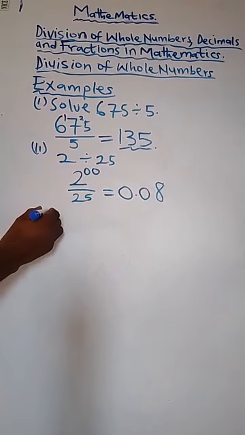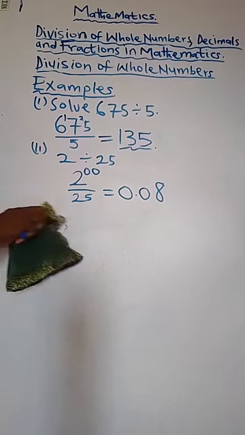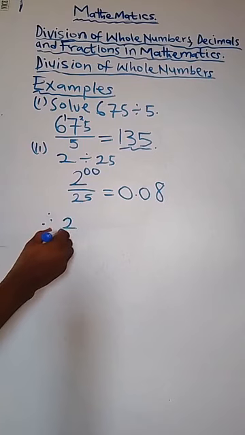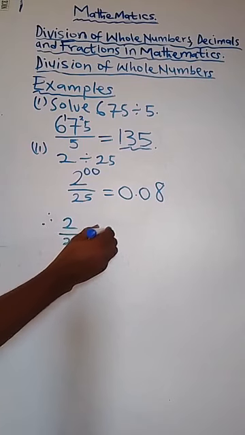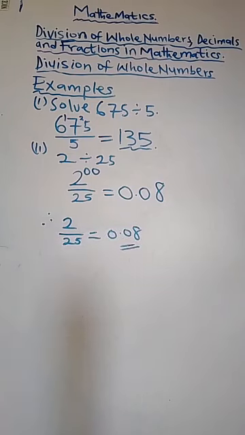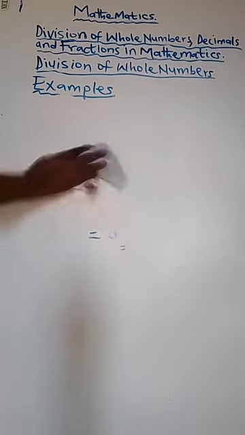So let's check. 25 times 8. 8 times 5 is 40. Write 0, carry 4. 8 times 2 is 16, plus 4 is 20. So that is correct. Therefore, 2 divided by 25 is 0.08. If you press a calculator, that is what you're going to get. But you don't need a calculator to solve this kind of division. Just follow the process and you'll be able to get the right answer.